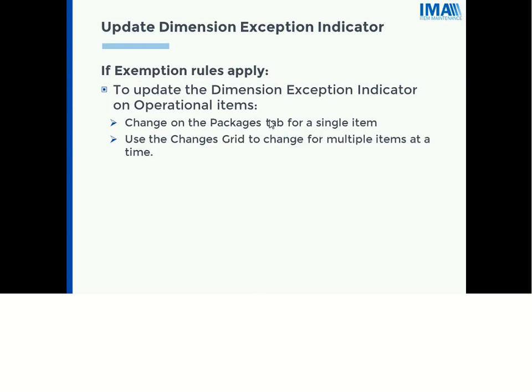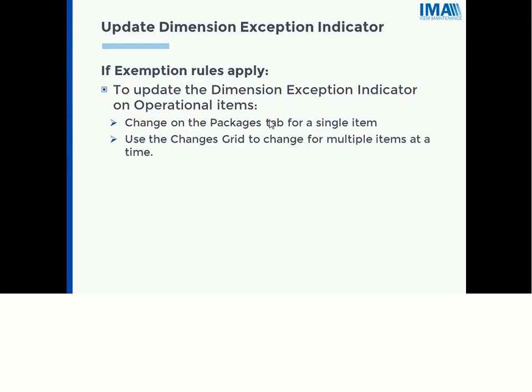For the dimension exception indicator, we did talk about this on Monday, but as a reminder, it's when you have items such as, let's say, chairs that are stacked on top of each other, or nested items, or pillows that can be compressed into a box. The requirements for your carton can be different than what the minimum cube value is.